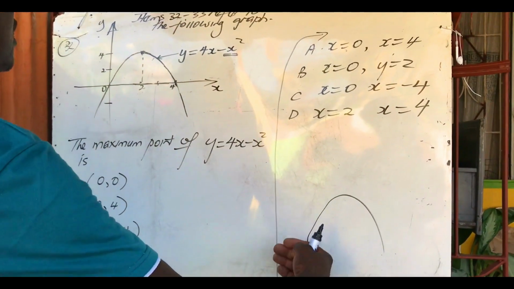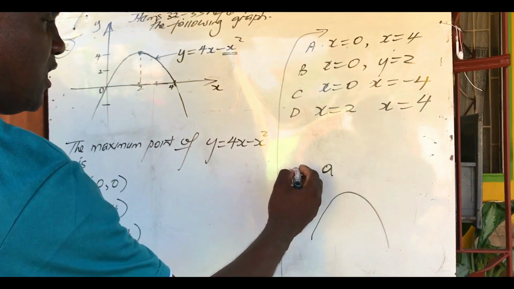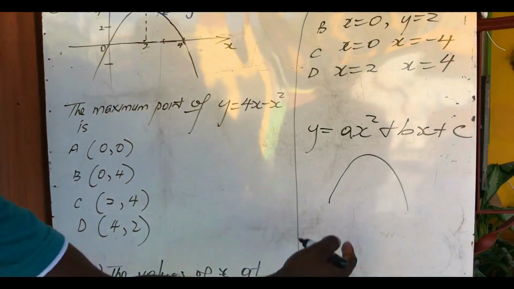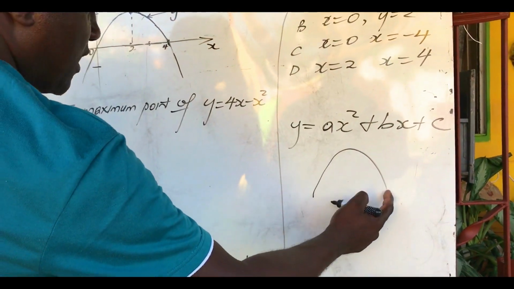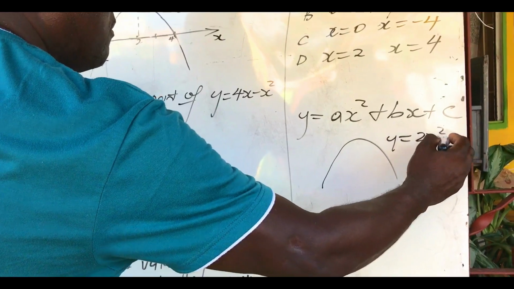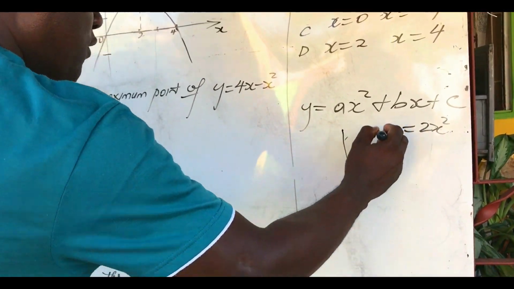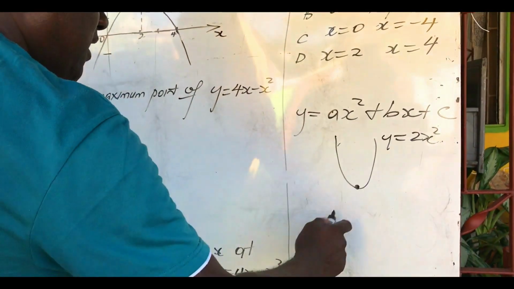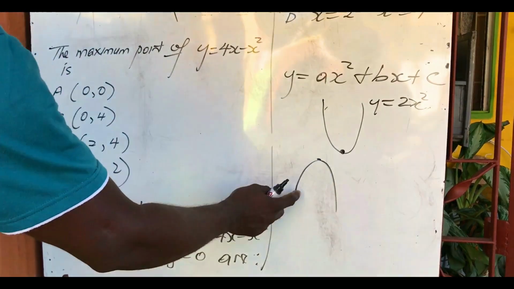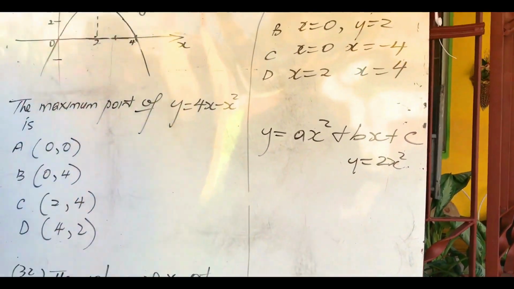So you need to know the orientation of the graph. The general form of a quadratic equation is y equals ax squared plus bx plus c. So if a is positive, then the graph must look like this. If you have something like y equals, say, 2x squared plus something, we know that a here is 2. So once it is positive, the graph must have what you call a minimum turning point. But if it is negative, the graph must look like this. So remember, positive, it looks like this. Negative, it looks like that. This is a minimum turning point. This one is a maximum turning point.